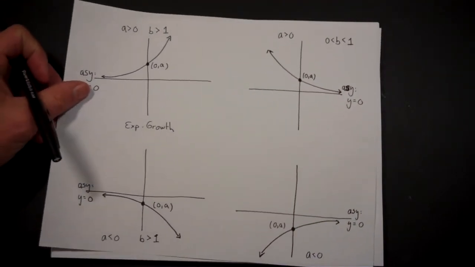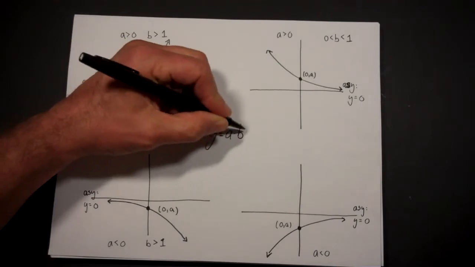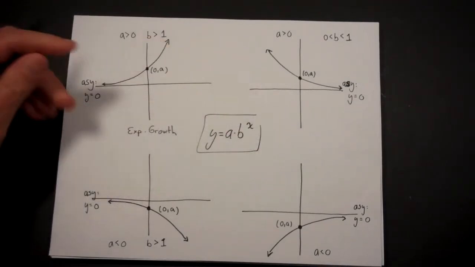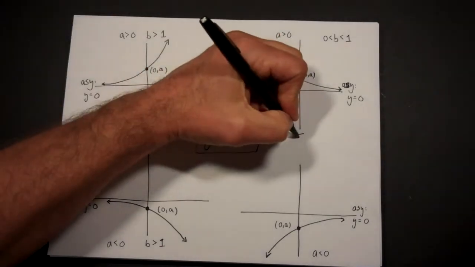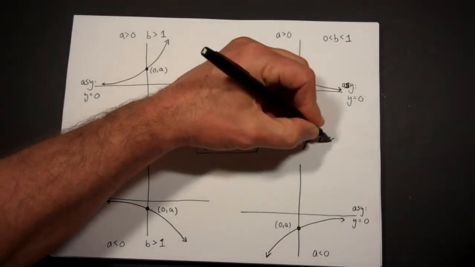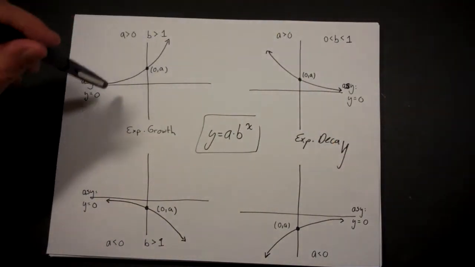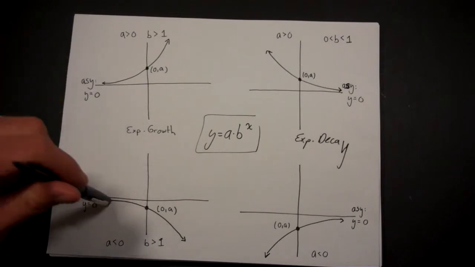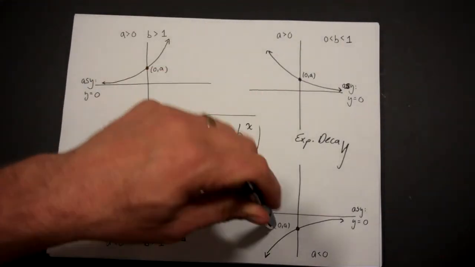The next thing you need to remember is you need to memorize these 4 graphs. These are the graphs of y = a times b to the x. Whenever you have a graph y = ab to the x, it's either an exponential growth or an exponential decay problem. Exponential growth, exponential decay, or where a is negative, so it flips and you get a reflected growth or a reflected decay.